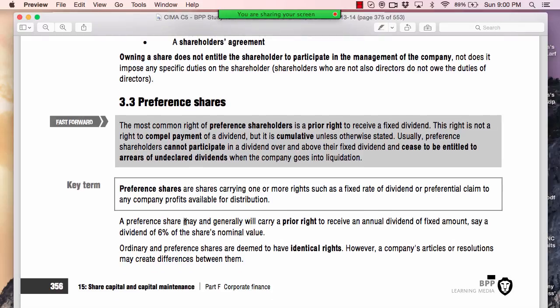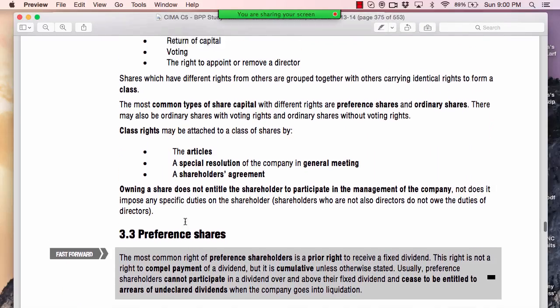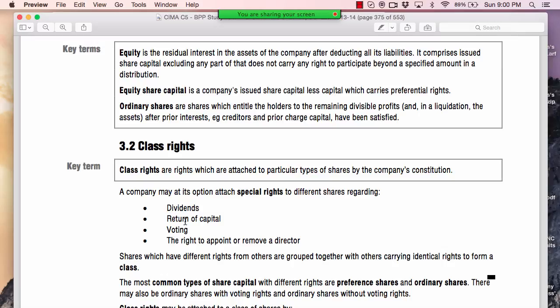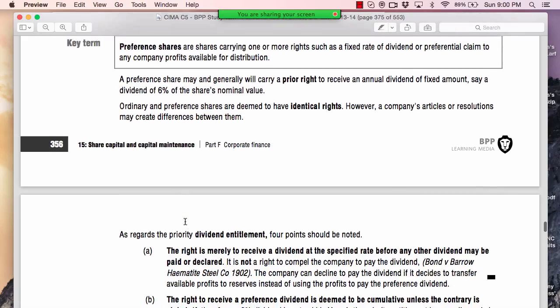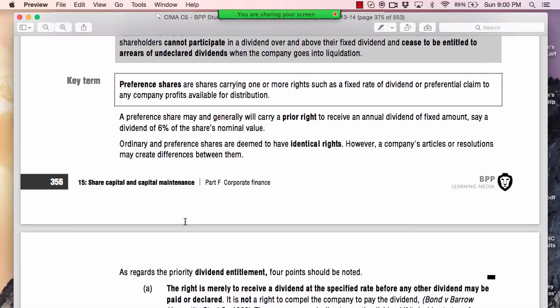Now we look at preference shareholders. Preference shares are shares carrying one or more rights: the rights we have discussed, dividends, return on capital, voting. They have a prior right to receive an annual dividend of a fixed amount. What this means is, first you need to give priority to preference shareholders. If there's a dividend, you first give the dividend to preference shareholders, and only thereafter do you give it to your ordinary shareholders.